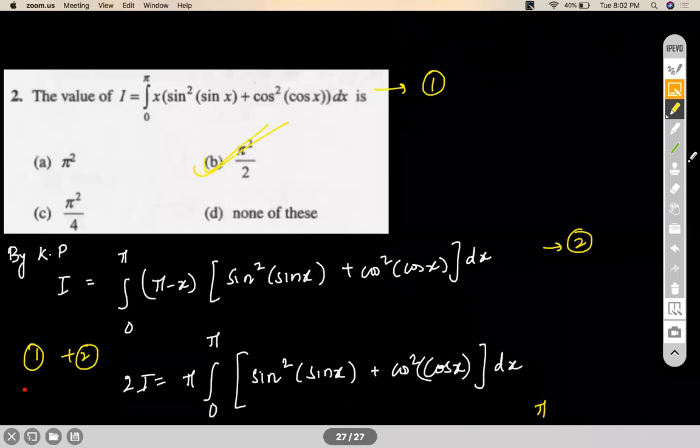Okay, so with this we end. In the next class we are going to take up most of the properties, that is the even-odd property, the halving the limit property, and so many other properties are there to come.